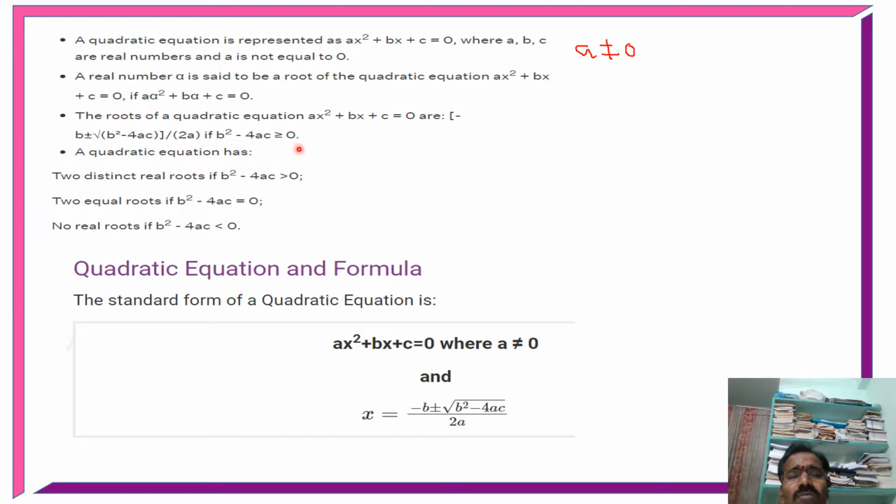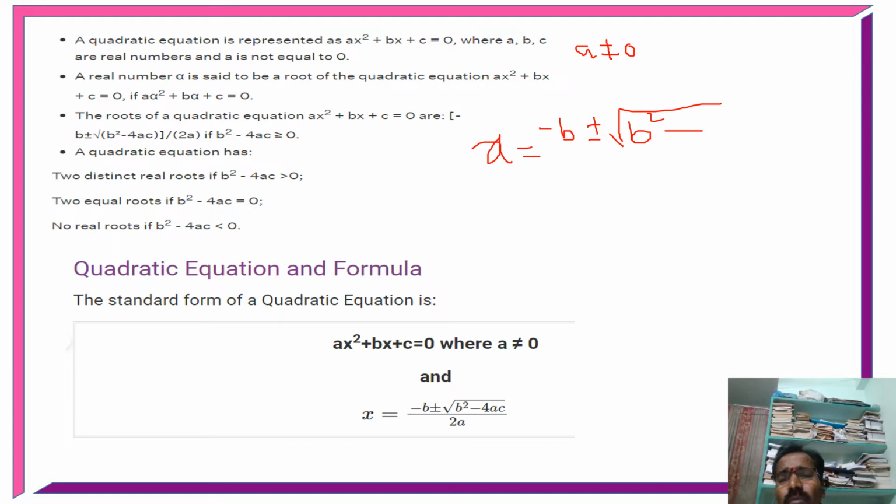The roots of the quadratic equation ax square plus bx plus c equal to 0 are minus b plus or minus root over b square minus 4ac, by 2a, if b square minus 4ac is greater than or equal to 0. Once again I am saying, students, the root of the quadratic equation ax square plus bx plus c equal to 0 is represented as minus b plus or minus root over b square minus 4ac, where b square minus 4ac is greater than or equal to 0.